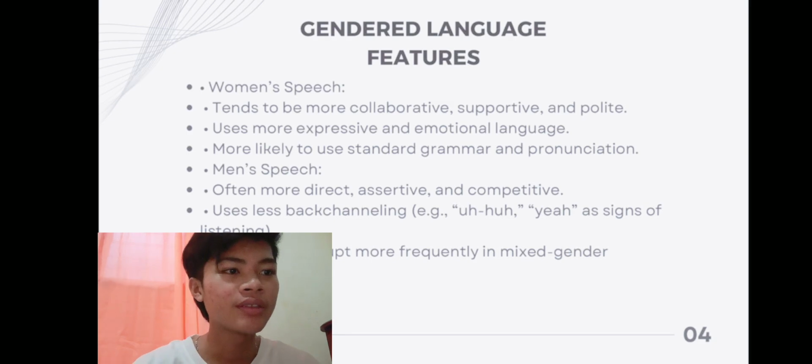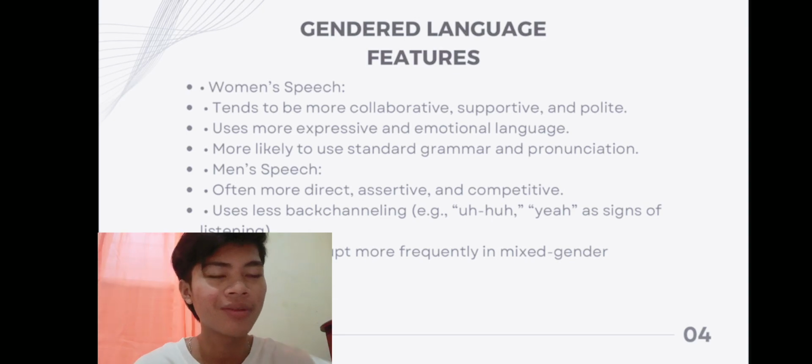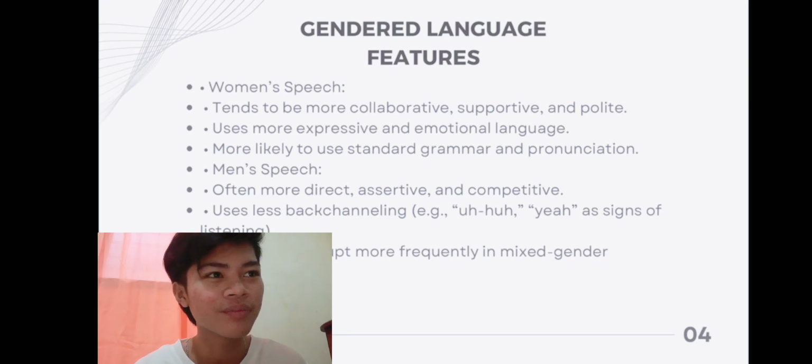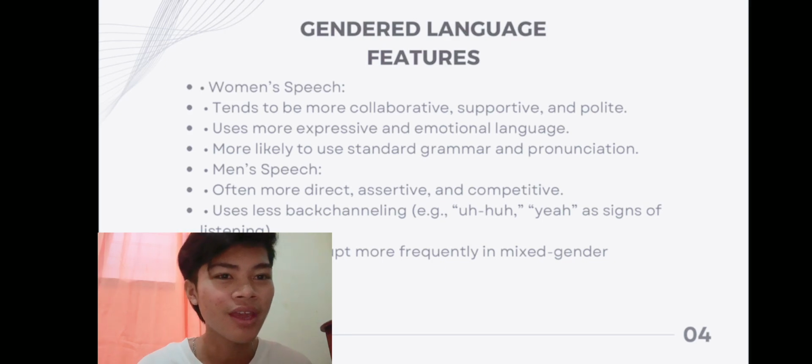Now, these are the features of gendered language. Women's speech: more supportive, polite, and expressive, often uses correct grammar and pronunciation, and encourages connection during conversations. That's so typical of a woman. Men's speech: more direct and assertive, tends to compete or dominate in mixed conversations, and interrupts more and listens less actively.